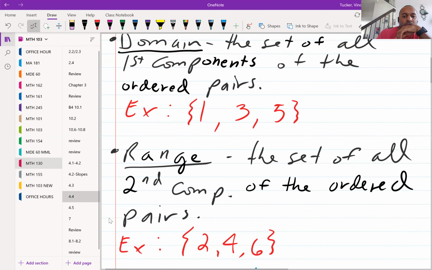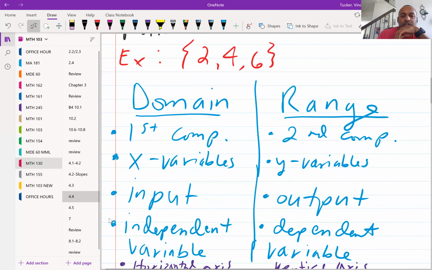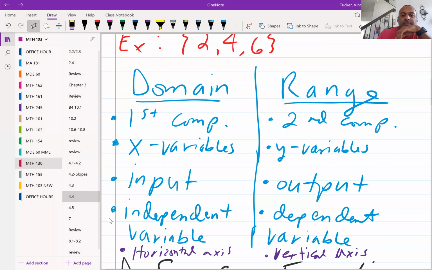All right. So comparing domain to range. Your domain is the first component, range is the second component, what we just mentioned. So that means your domain will be your X variables and your range will be your Y variables. Domain will be your input, range will be output.